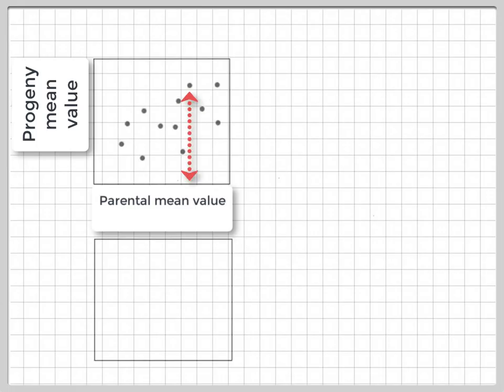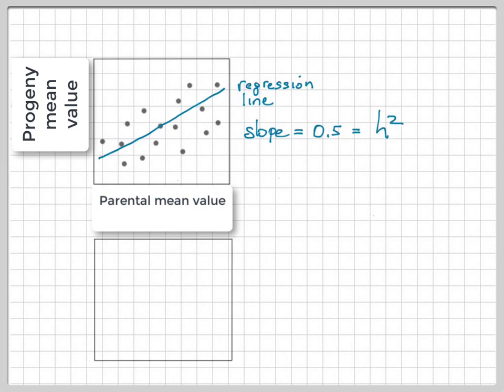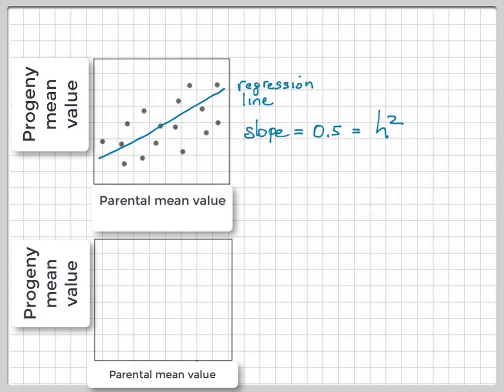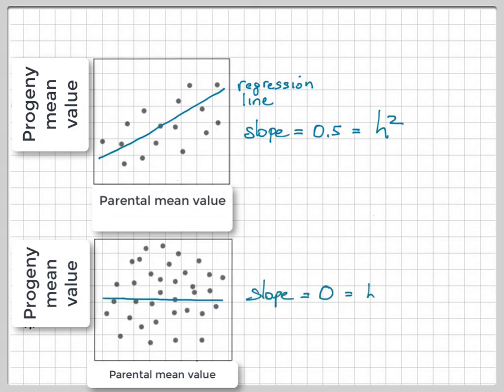A more reliable way to estimate narrow sense heritability is to use the data in many parental filial combinations. The graphs plot the mean of the parents on the x-axis versus the progeny on the y-axis. The regression line describes the relationship between the two variables. Narrow sense heritability is equal to the slope of the line. In this case, it is equal to 0.5. In the second plot, it is obvious that the trait value of parents and progeny is not correlated. The slope of the regression line is equal to 0, and so is narrow sense heritability.